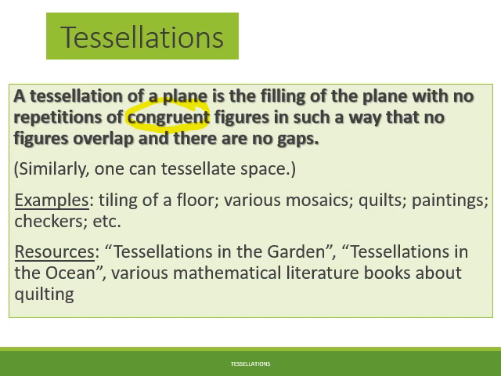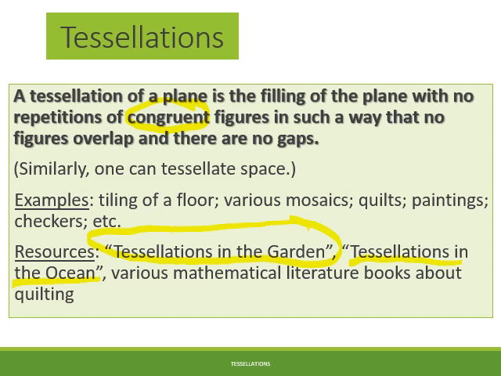There's a really good magnetic set that you can buy for your kids, your classroom, called Tessellations in the Garden, and also Tessellations in the Ocean. If we were in class, I would have brought these with me to show you what they look like, but you can also Google them. There's also math literature books about quilting and tessellations that you can purchase to show your kids.